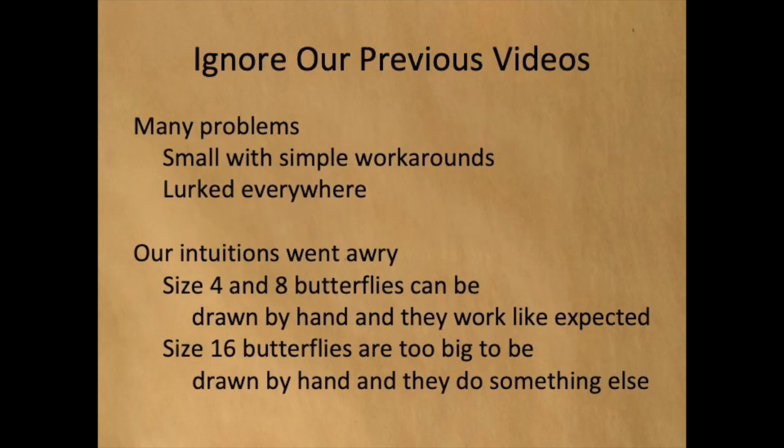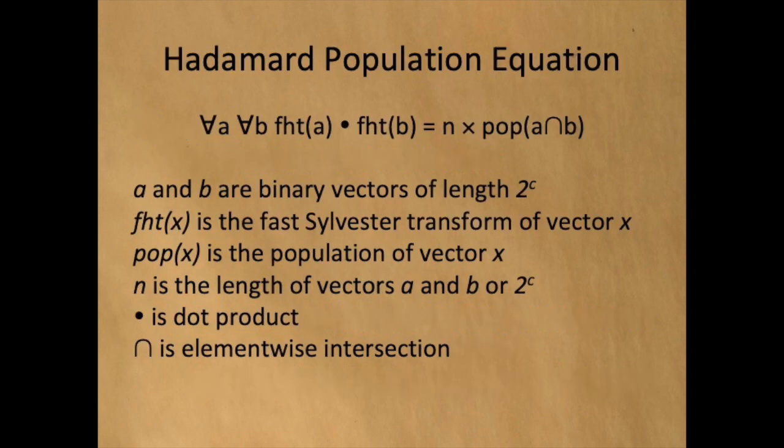Ignore our previous videos. There were many problems. Most were small with simple workarounds, but they lurked everywhere, and our intuitions went seriously awry. Small butterflies can easily be drawn by hand, and they work like expected. But large butterflies of size 16 or larger are too big to be drawn out by hand, and they simply behave differently. Our work is based on the Hadamard population equation, which we proved in the SOME2 2 years ago.